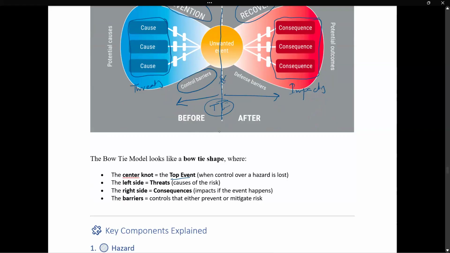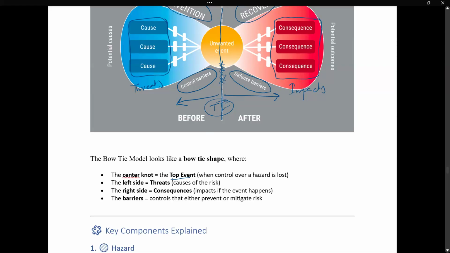You have some controls which act as a barrier. If you have very good controls, very good security, this event might never happen. But even if this event happens, you still have a defense barrier here. You will have a SOC team, people who will be recovering from the incident. Those are going to start working.